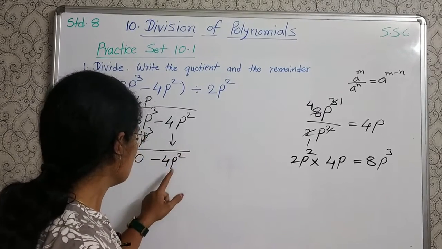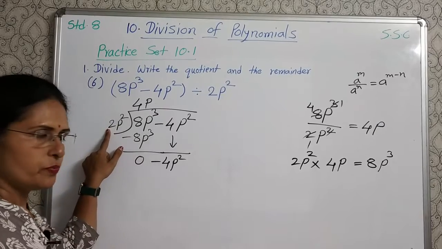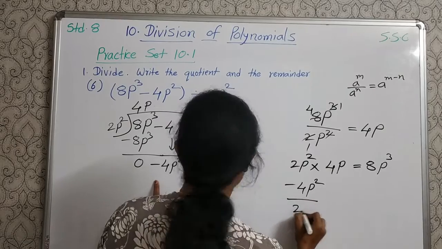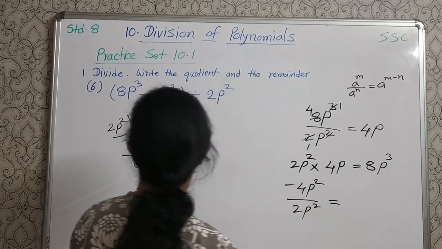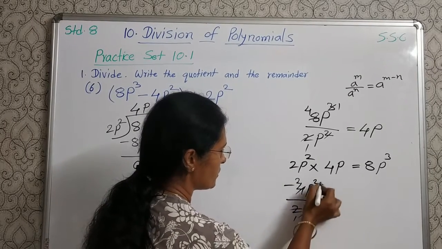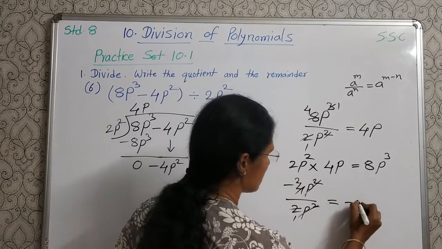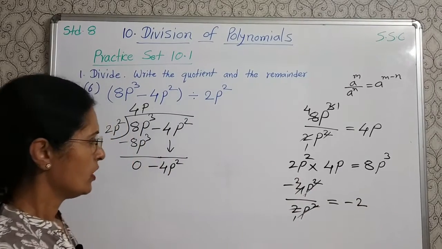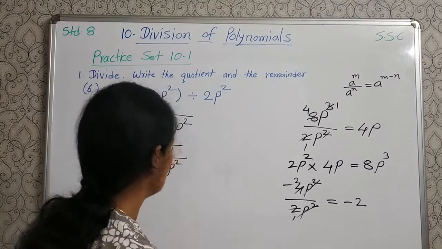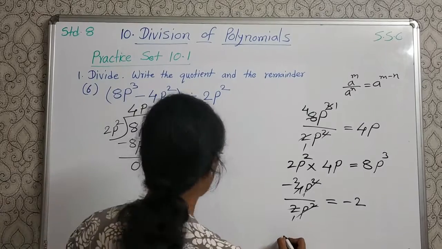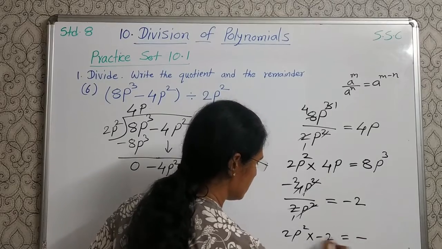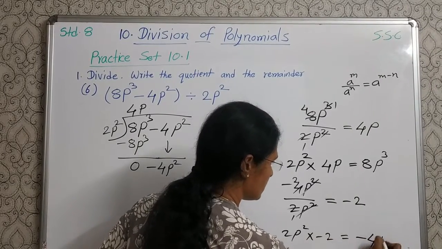Now we divide this remainder by 2p square. So minus 4p square by 2p square. See, 2 ones are 2, 2 twos are 4. P square will get cancelled. So it is minus 2. The quotient is minus 2. Now when you multiply the divisor with this quotient, that is minus 2, you will get minus 4p square only. So 2p square multiplied by minus 2, plus minus minus, 2 twos are 4p square.